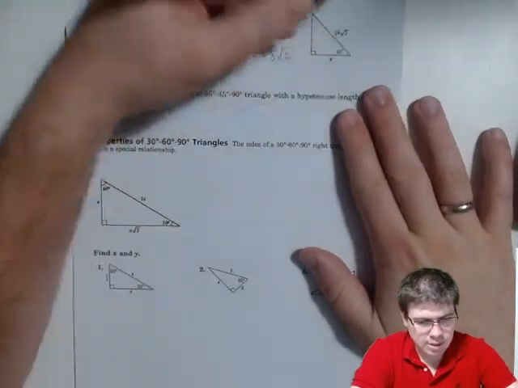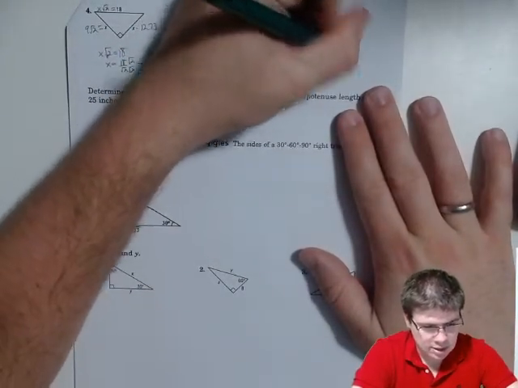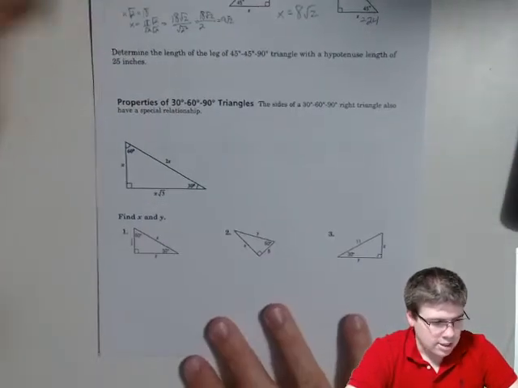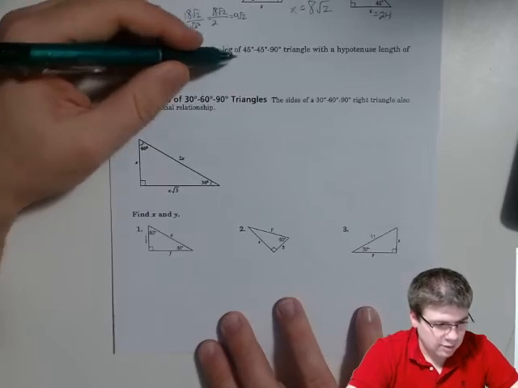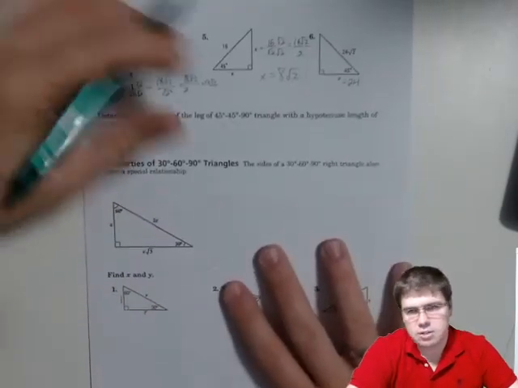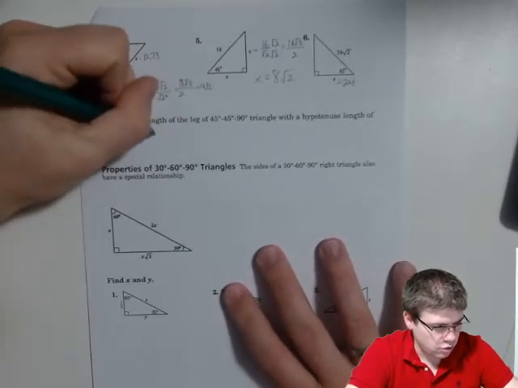And the last one, divide by root 2. That one sets up nicely. It's 24, what x would be. All right, so: determine the length of the leg of a 45, 45, 90 degree triangle with a hypotenuse length of 25 inches. So this is just describing the same thing in words, and we could draw a picture of it.